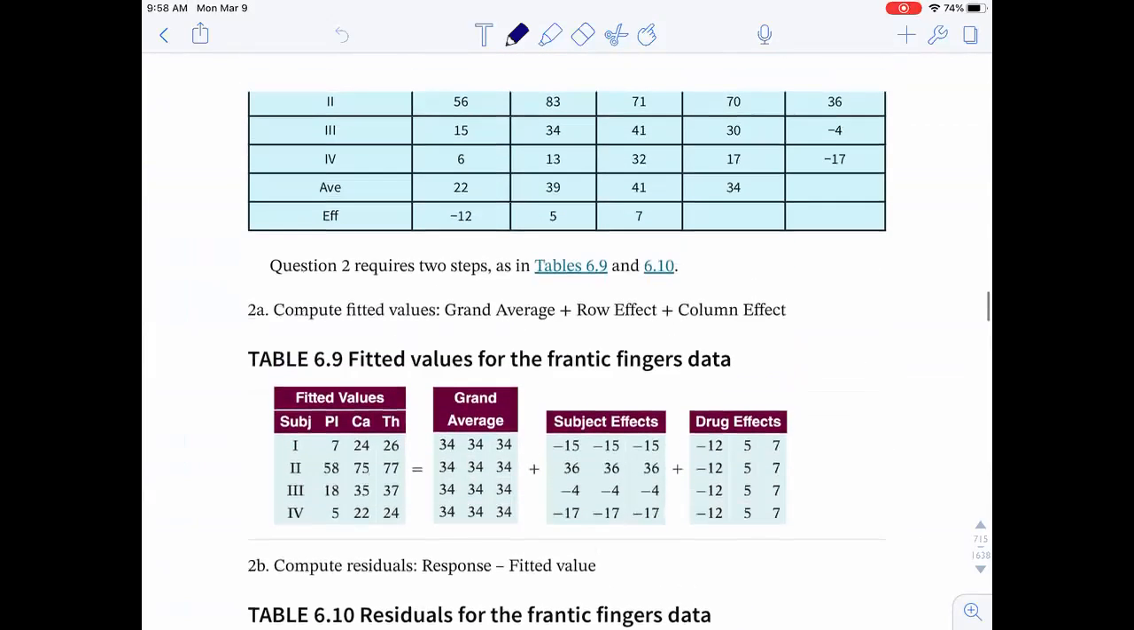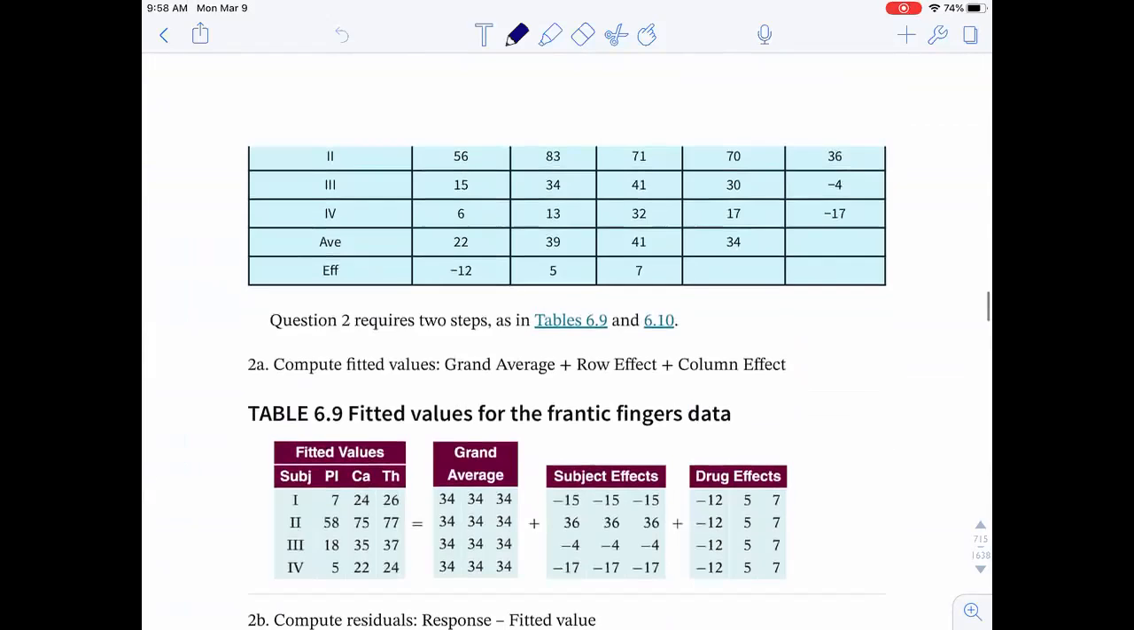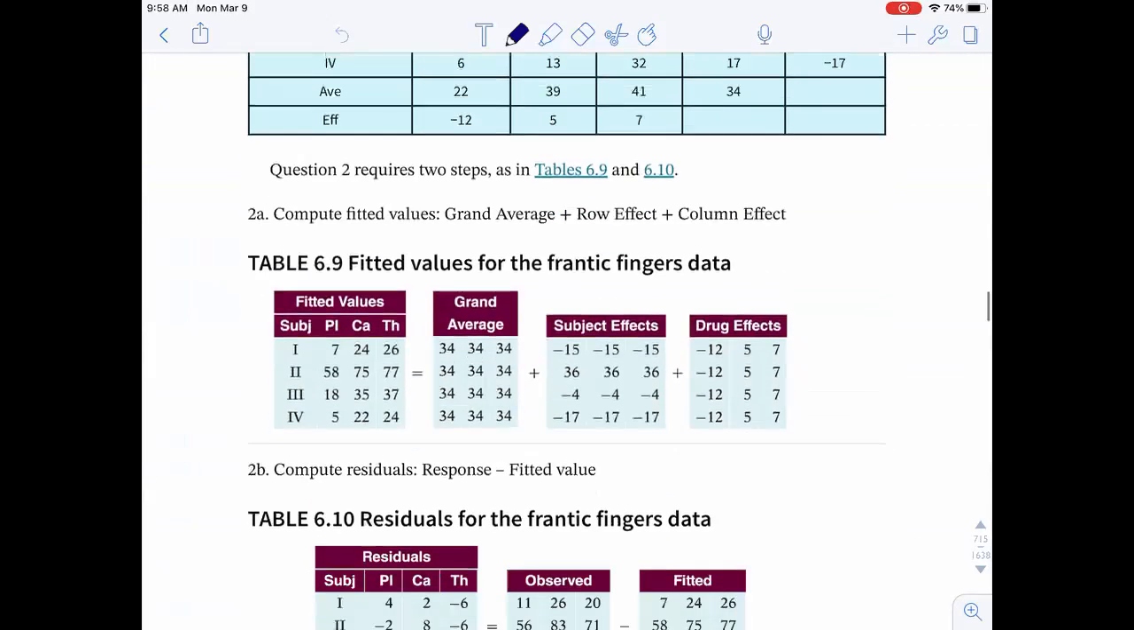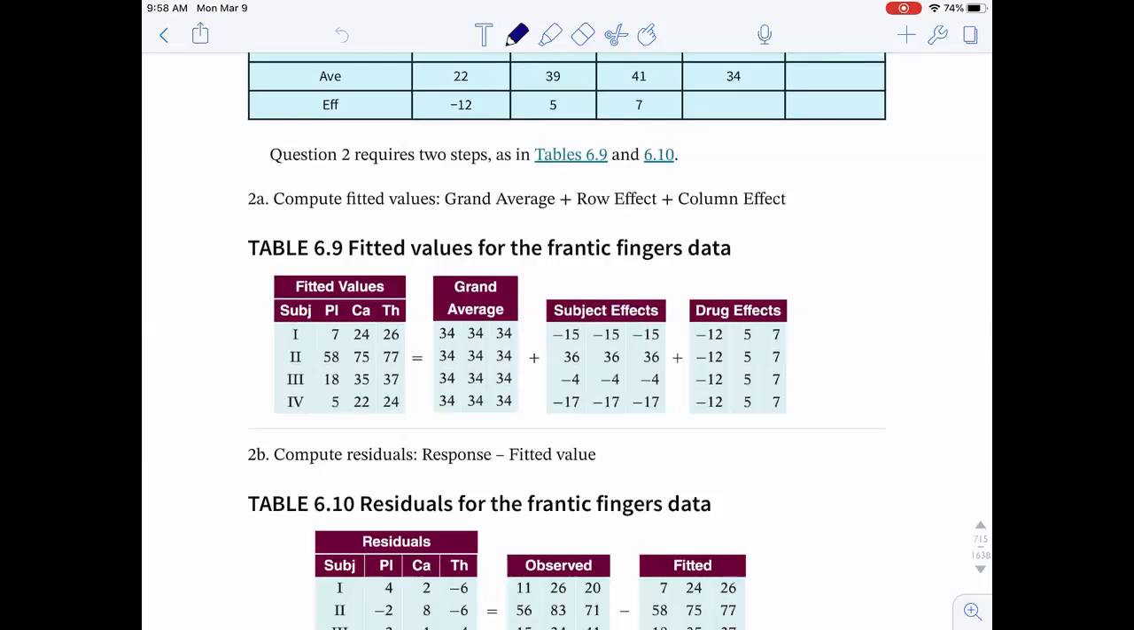Oh yeah, so here, to find our fitted values, just for whatever we're talking about, right? We've got our blocks, which in this case is our subject, block 1, 2, 3, 4. And then we've got our treatments, right? So we have to be flexible on which is the rows and which is the columns. I can't remember what these are. Placebo, caffeine, and so on.